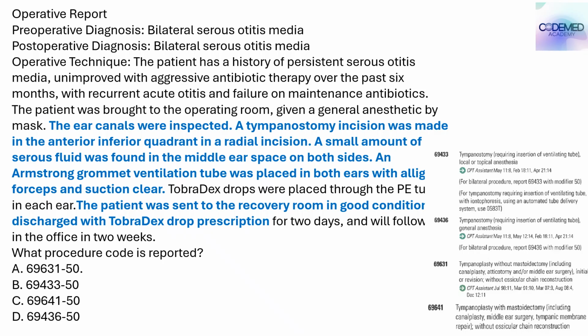So what has happened here is a tympanostomy, and it has happened under general anesthesia. So that should be your main focus. Look at the codes and tell me the answer.